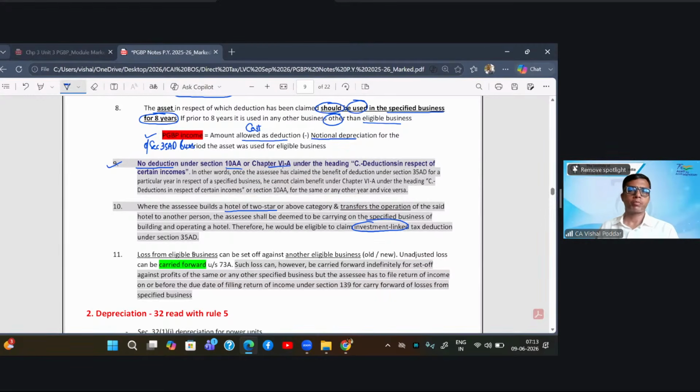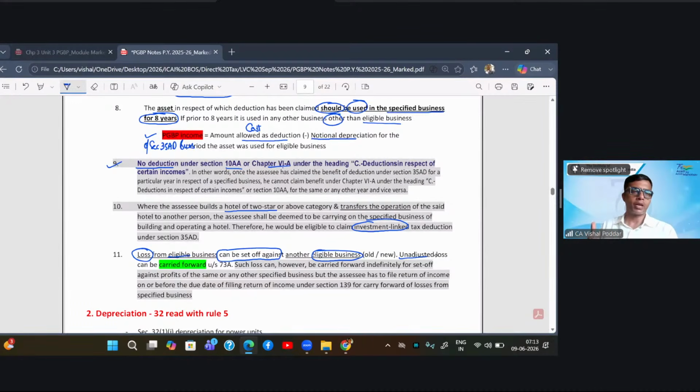And last important point, wherever there is any loss from this 35AD business, there is a restriction that it can be set off only against income of other eligible business. In other words, 35AD loss can be set off only against 35AD income. Second important point, if this loss could not be set off, why?